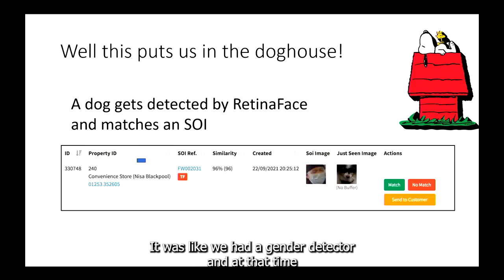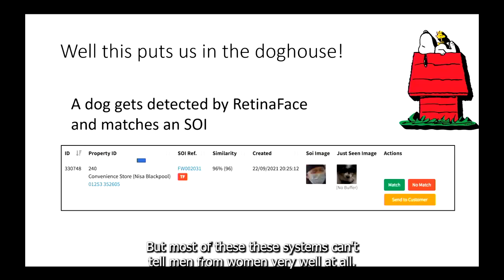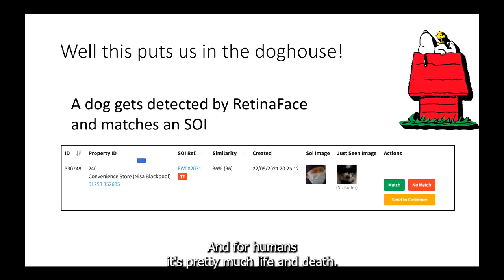It was like we had a gender detector, and at that time Julia Gillard was the PM, so I'd never turn that on if somebody comes up, because if you tell a woman she's a male, or a man he's a woman, they're going to say, that's terrible. But most of these systems can't tell men from women very well at all, and for humans it's pretty much life and death knowing the gender of the opposite sex. It's the first thing we do before we do anything else.